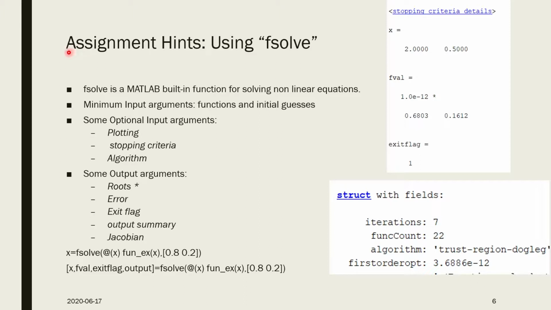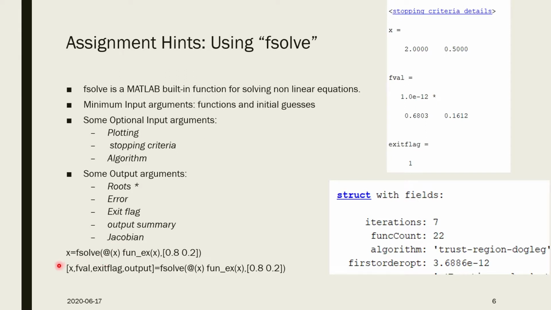You can also check your solution using fsolve. fsolve is a built-in MATLAB function for solving nonlinear equations. It has a minimum of 2 input arguments, which are the function and the initial guesses. And you can also control the function by asking it to do some more things like plotting, by controlling the stopping criteria and the algorithm that it will use to solve the system of equations. The main output argument of the function is of course the roots, but you can also ask it to give you the error, the exit flag, and the output summary, which will tell you the algorithm used, the stopping criteria and so on. And you can ask it to give you the Jacobian matrix at the last iteration.